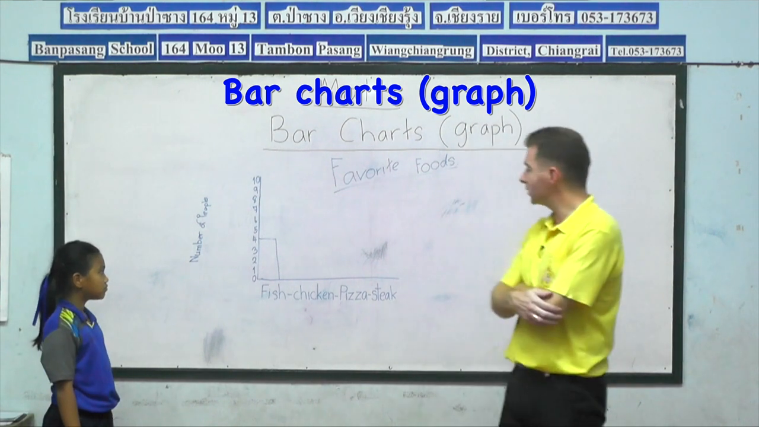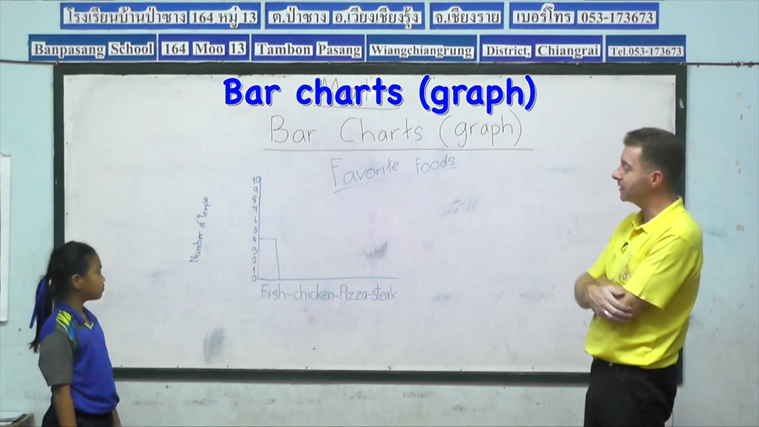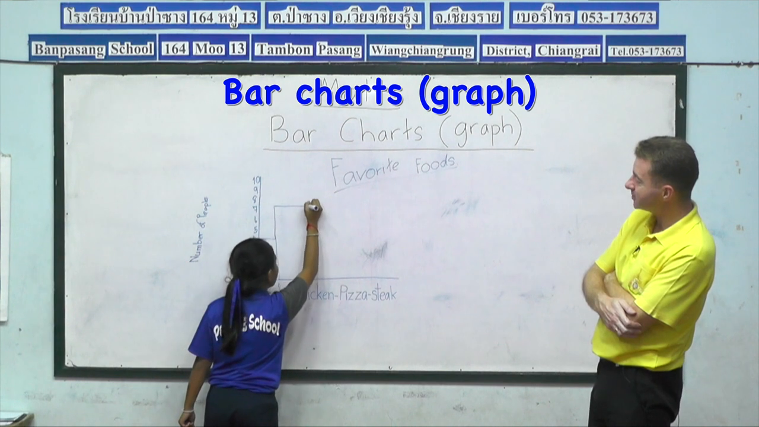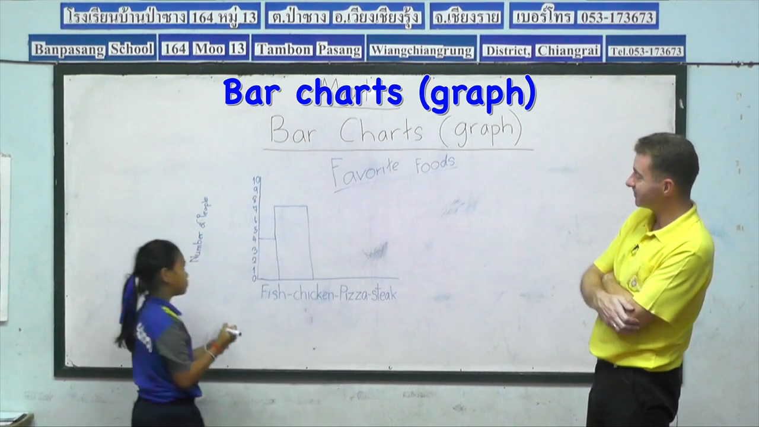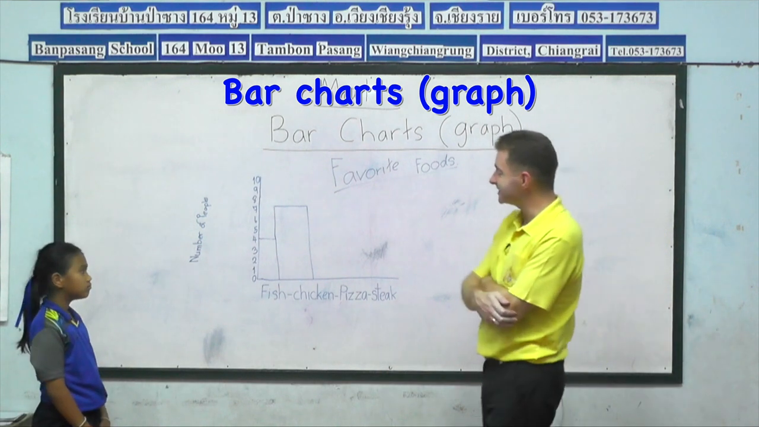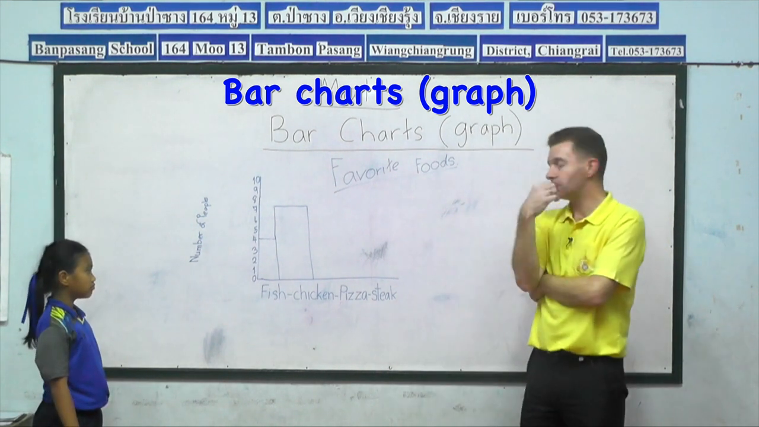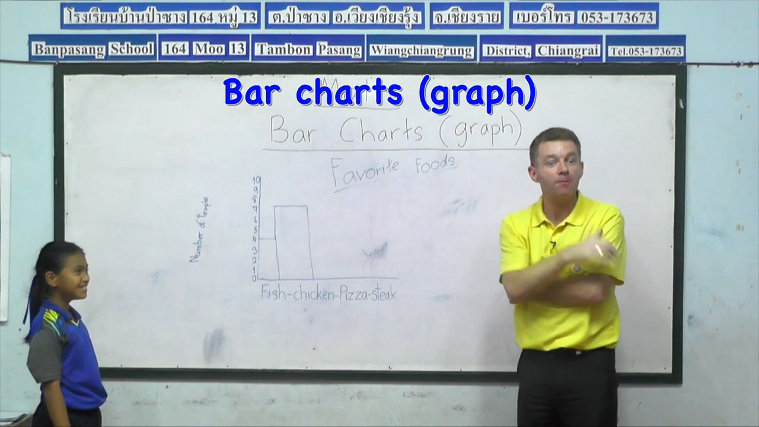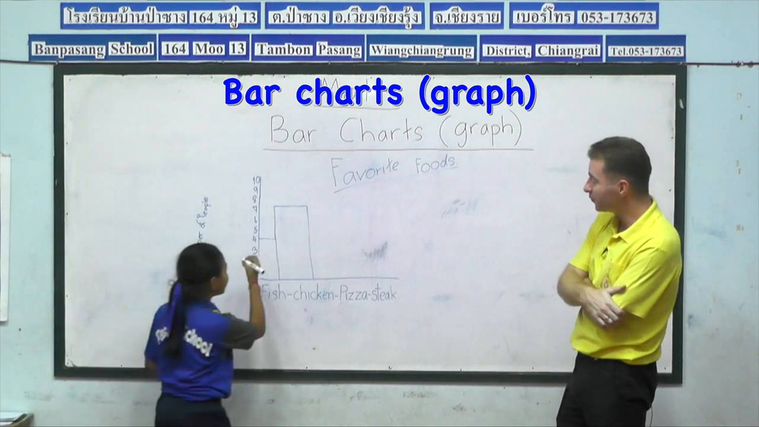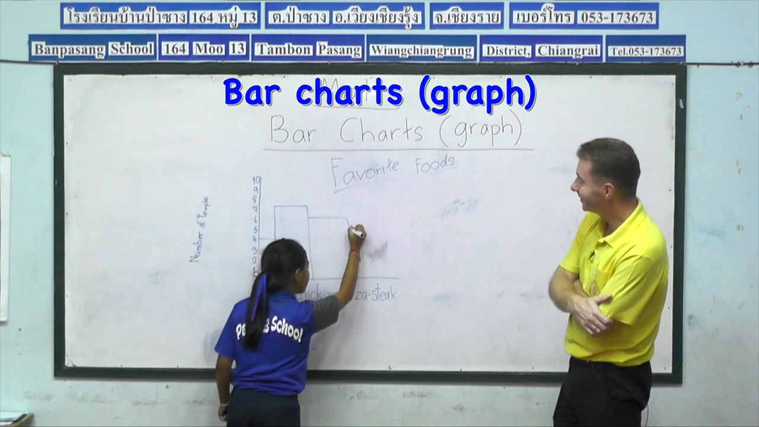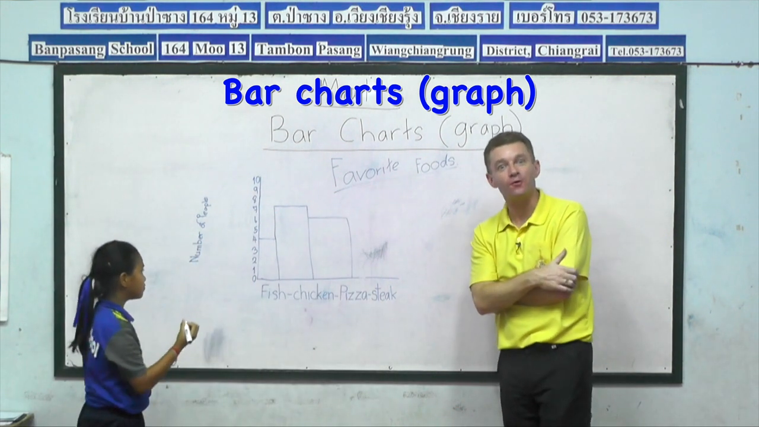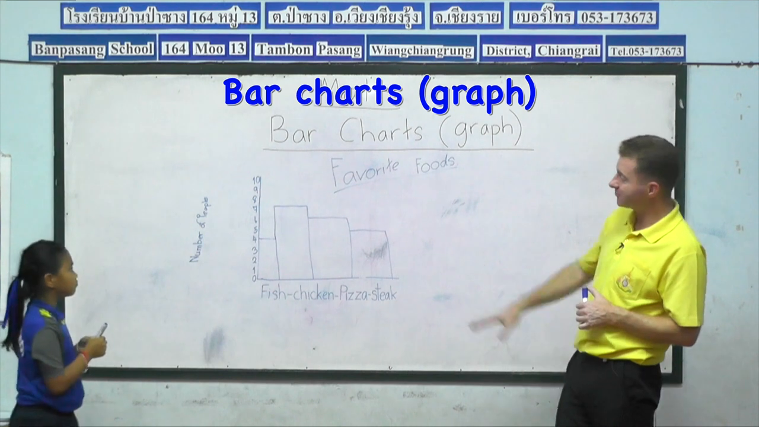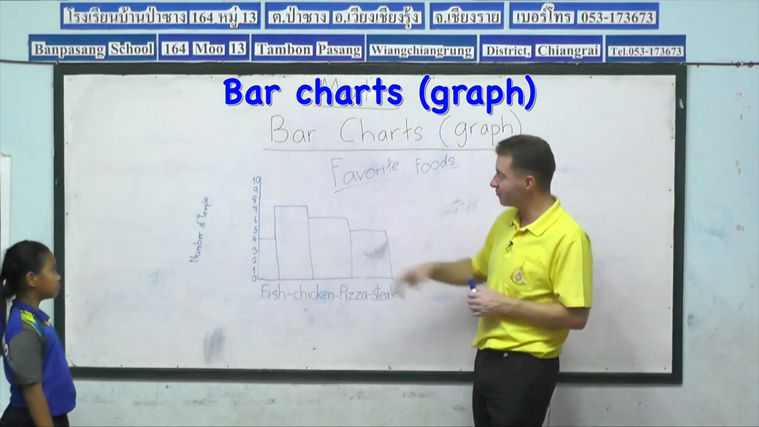But now, Pak Bung, I would like to see 7 people have chicken as their favorite food. So all the way up to 7, across, and then down. Perfect. So we've got 4 for fish and 7 for chicken. How many shall we have for pizza? 6, 5. How about 6 for pizza? Okay, we'll have 6 for pizza. And then 5 for steak. Okay, brilliant. Now look at how Pak Bung has arranged all of the different bars to show the different amounts of information.